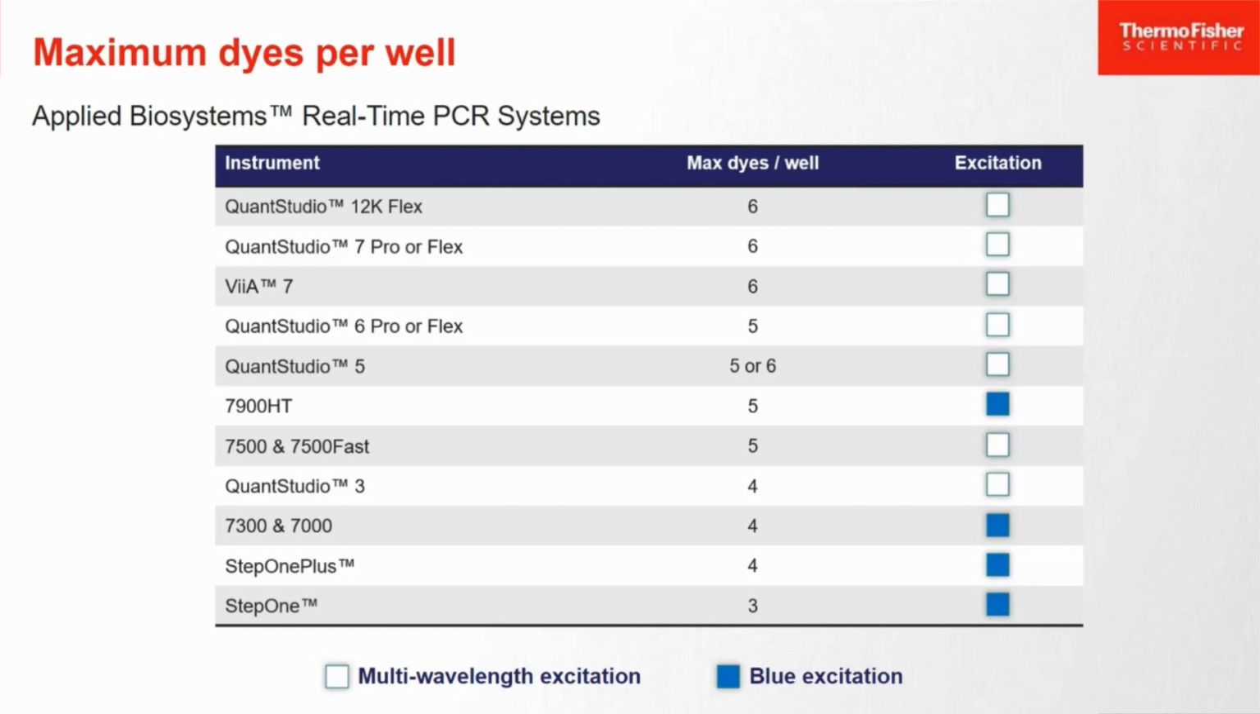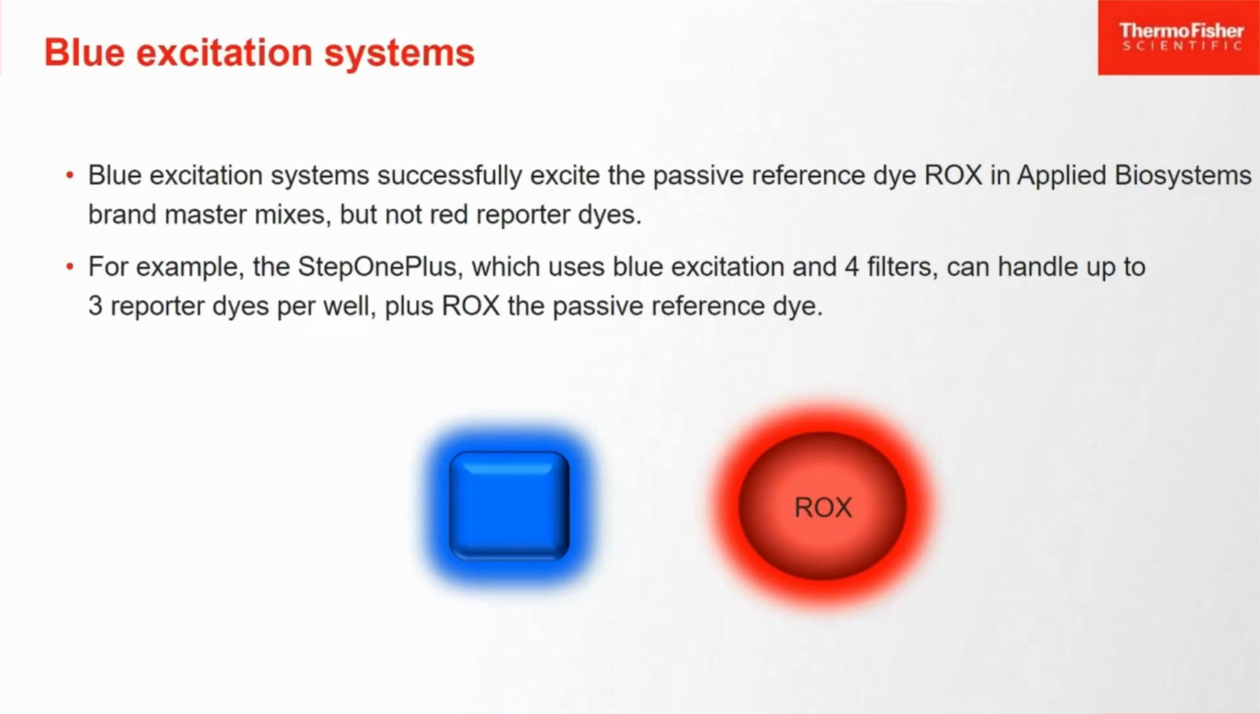Now, something that I have to mention in regards to this is we have many different real-time PCR instrument models, as you can see from this list, and their excitation types can be divided into 2 categories, multi-wavelength excitation and blue excitation. Now, you might wonder, why does this matter? Red dyes are not efficiently excited by blue light. However, even though ROX, which is our passive reference dye in our master mixes, is red, the formulation of it is such that it is efficiently excited by blue light.